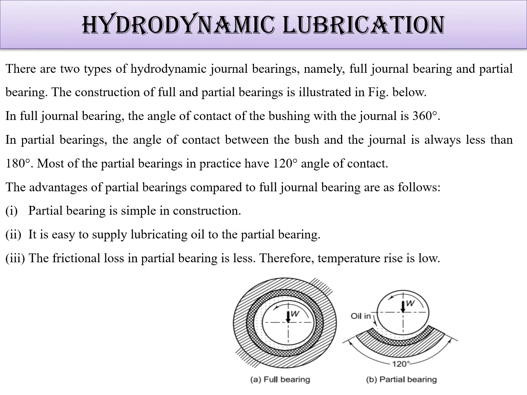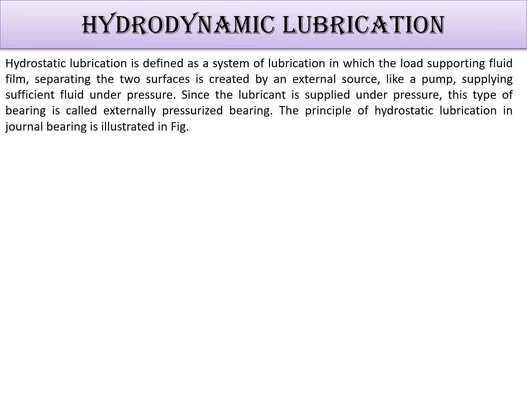So advantages of partial bearing over the full: the partial bearing is simple in construction, and it is easy to supply lubricating oil to partial bearing. The friction loss in partial bearing is less, therefore temperature rise is low. These are some advantages of partial bearing. Now hydrostatic. We have seen the hydrodynamic. Now the hydrostatic lubrication. Okay, I forgot to change this headline here, so I apologize for that.